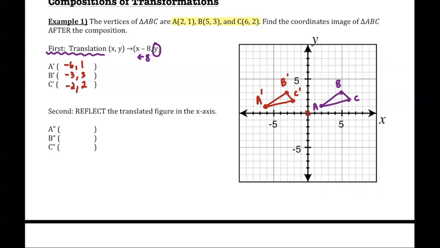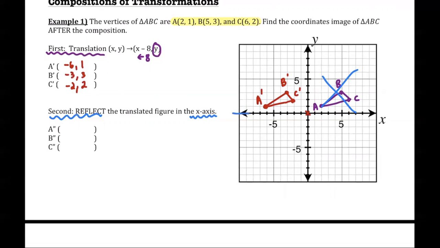My second transformation here, I'm going to do this in blue, but what we want to do is take our new shape. I'm not going to look at my original shape for this one. I'm going to look at the red shape and reflect it. Now, for reflections, where are we reflecting it over? We are reflecting it over the x-axis.